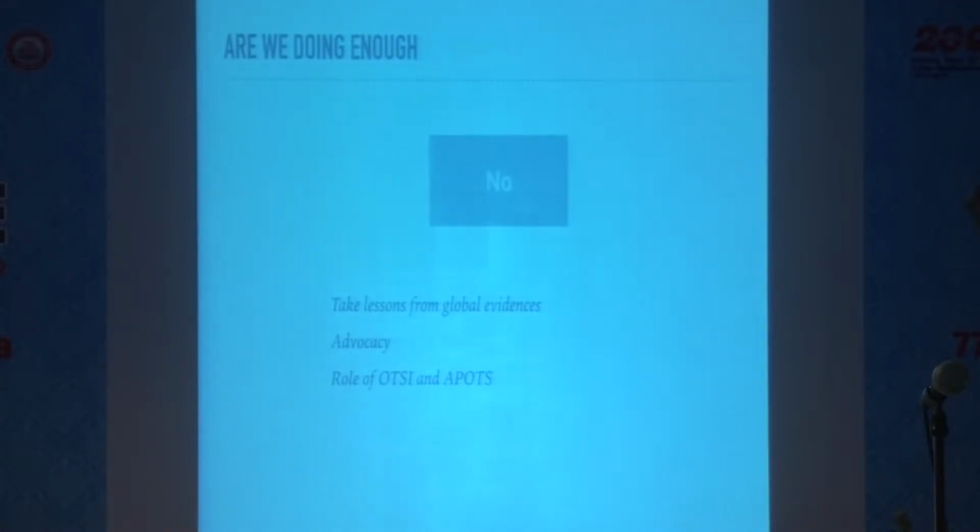There is a lot of evidence of how an intervention, education or legislation has changed the incidence of trauma. We have all the leaders here, and I think the next step is creating advocacy with the bureaucrats so that these can be translated into laws. And I'm sure OTSI and APOTS have a major role to play in this.